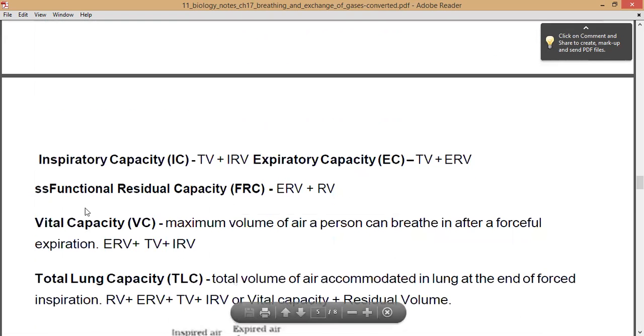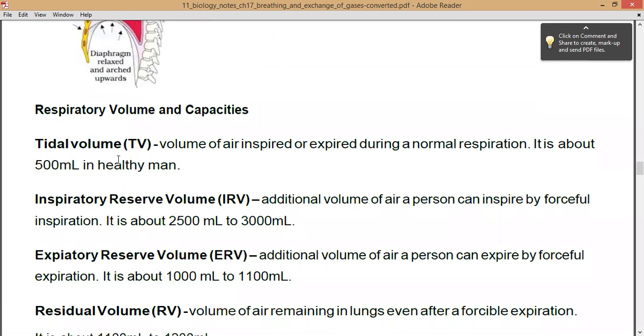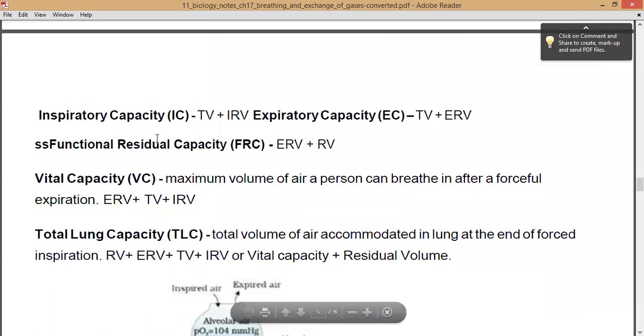Next is inspiratory capacity, denoted as IC. Expiratory capacity and inspiratory capacity are different, right? So inspiratory capacity is TV plus IRV, that is tidal volume plus IRV. That is how much volume is inspired or expired during normal respiration plus how much a person can forcefully inspire. That is inspiratory capacity.